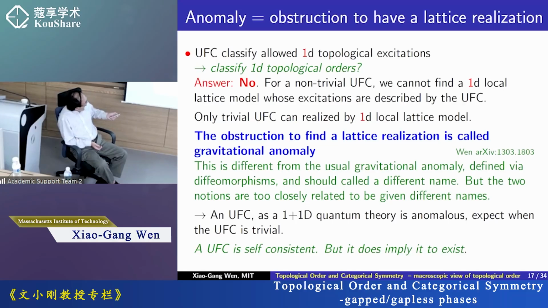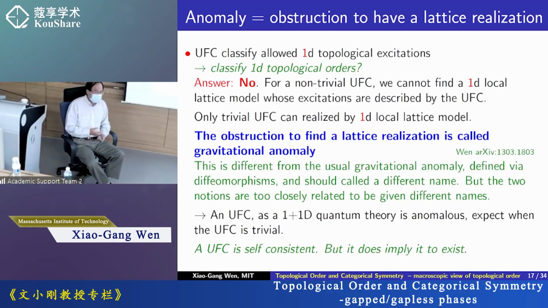So this obstruction to finding the lattice realization of a quantum field theory, or of a modular tensor category, is called a gravitational anomaly. This is another definition of a gravitational anomaly. Usually the gravitational anomaly is defined as an obstruction to going from classical theory to quantum theory through the path integral, because the path integral measure is not diffeomorphism invariant. And here we define gravitational anomaly not as an obstruction to going from classical to quantum theory, but as a property of a quantum theory itself.